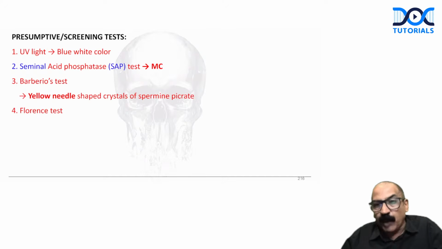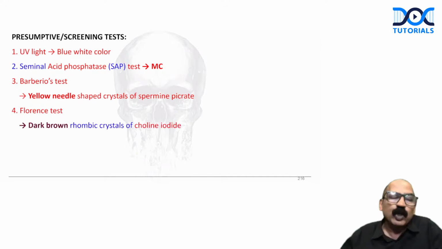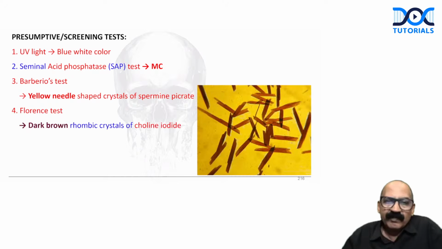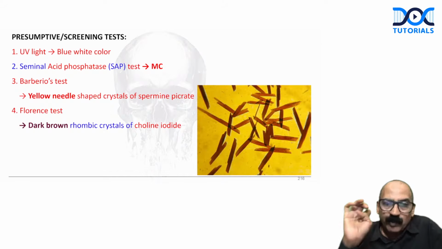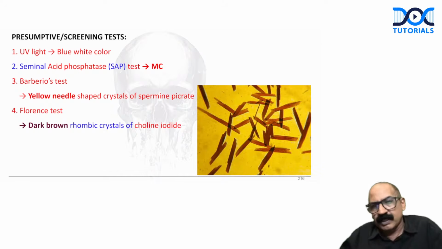Fluorescence test, dark brown rhombic crystals of choline iodide. Choline iodide. Remember, Barberio's and fluorescence: yellow needle-shaped crystals, Barberio's; dark brown rhombic crystal, fluorescence.